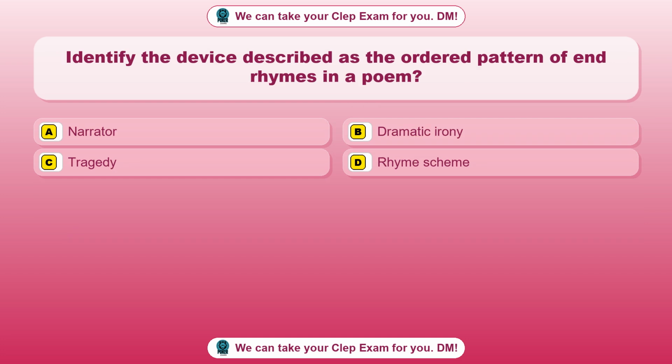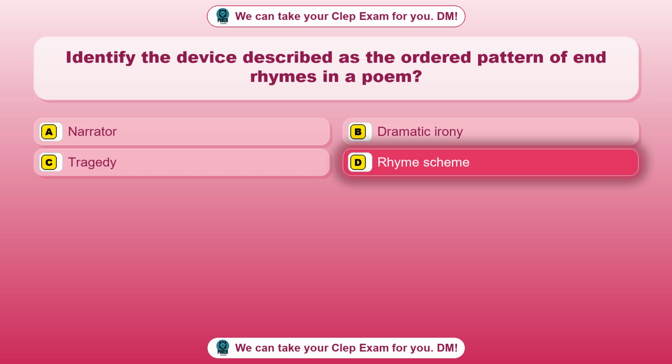Question 78. Identify the device described as the ordered pattern of end rhymes in a poem. Option A, narrator. Option B, dramatic irony. Option C, tragedy. Option D, rhyme scheme. The correct answer is option D, rhyme scheme.